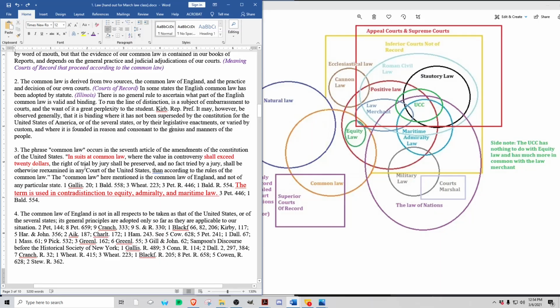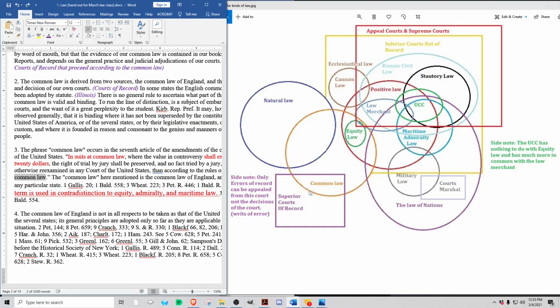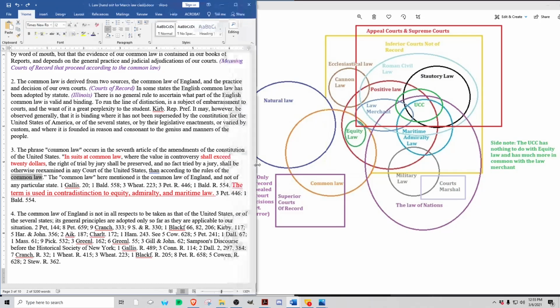So that shall not be re-examined by any court of the United States than according to the rules of what? The common law. So, yeah, you could retry it, but only by the rules of the common law. Now, what does that mean? Well, you could have a superior court of record, a jury of 12, say, okay, we find this. But something might come along later, or somebody might say, well, you guys didn't quite do a very good job there. And what could happen? Well, you could bring in 25.